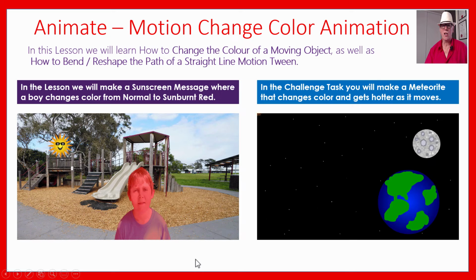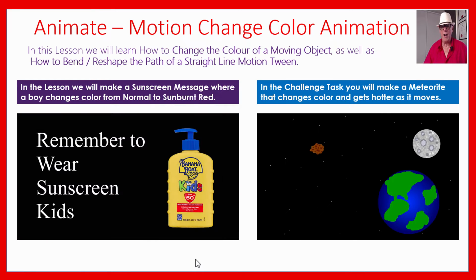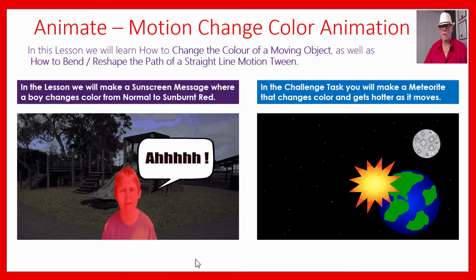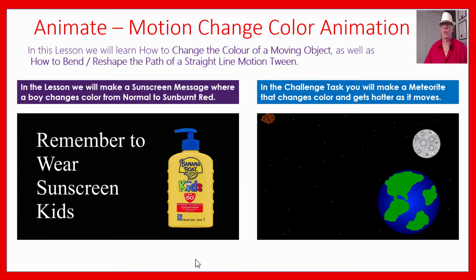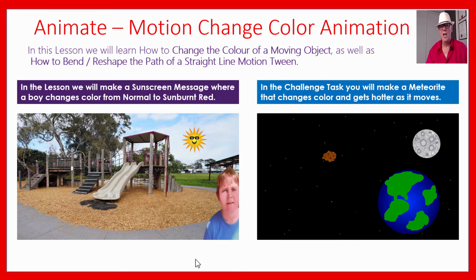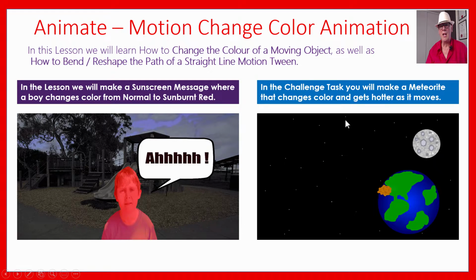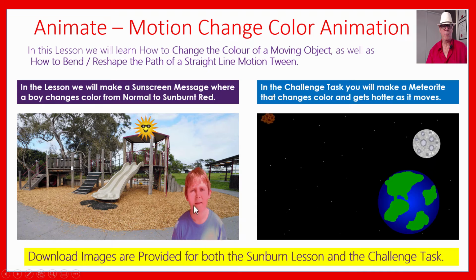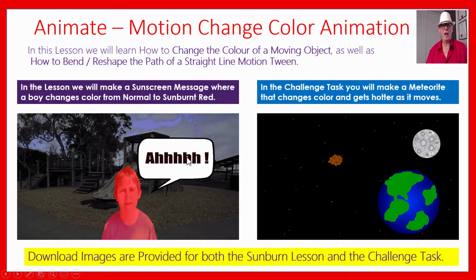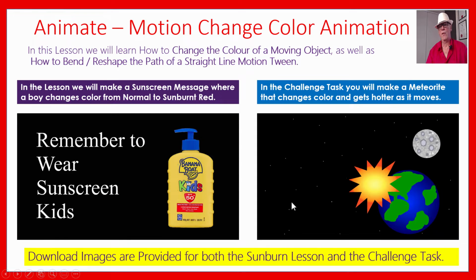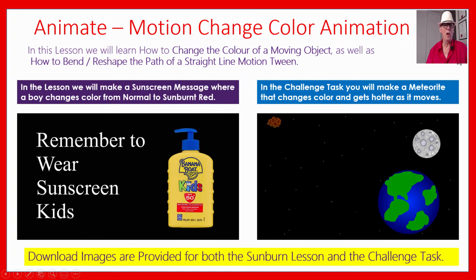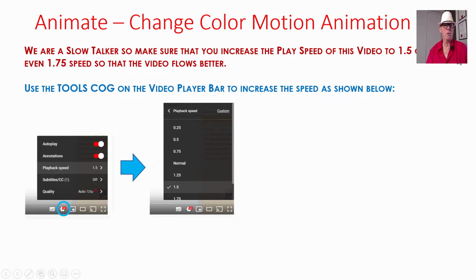Then the challenge task is for you to have this meteorite animation. A meteorite's coming towards the Earth. It's going to sort of get to be an orange glow just before it explodes. And that's going to be interesting for the challenge task. So download images are provided of like the boy, the playground, the Earth, the moon, the meteorite, all those things. We've made all of those for you and you can get those in the downloads in the video description, which we'll talk about in a little while.